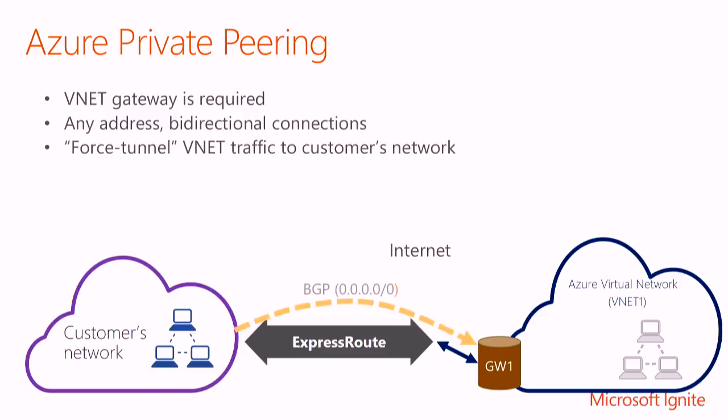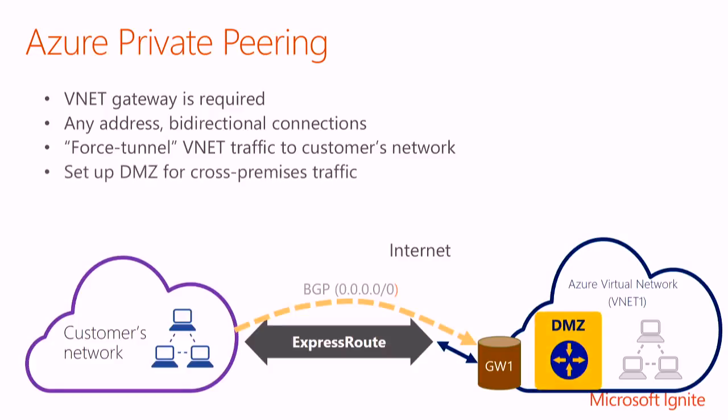We talked about this force tunneling scenario, where there is a default route advertisement from your on-prem to the VNets. That means everybody in this VNet is going to talk through this ExpressRoute circuit and get out. That's the force tunneling scenario for ExpressRoute. Other things you can do: you can deploy appliances and create a DMZ so that you can still inspect, or you can have appliances on both sides of your network and encrypt the traffic also.